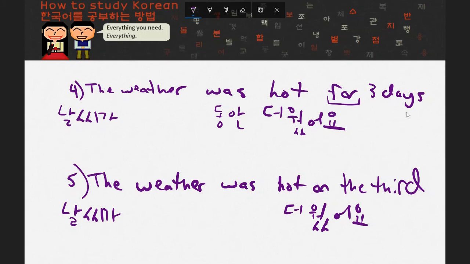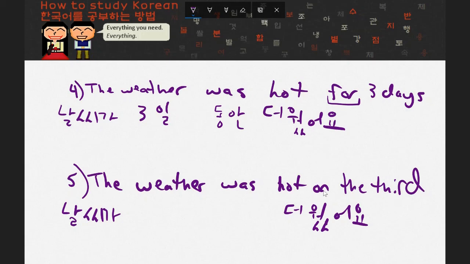So I could write the numeral or I could write the word. I'll just write the numeral to make it simple. And 3 days is the period. So here it says the weather was hot for 3 days. Or in Korean, it would be 날씨가 3일 동안 더웠어요.